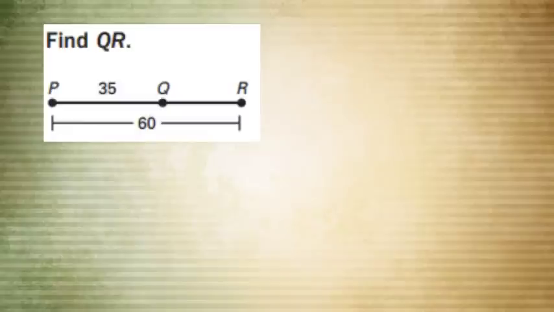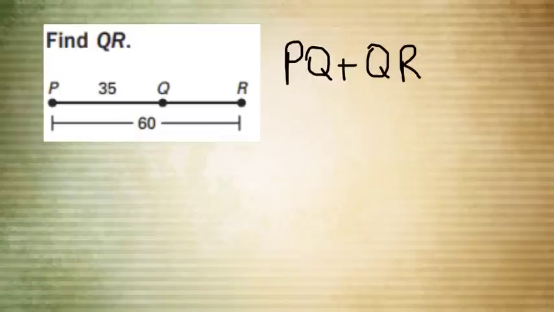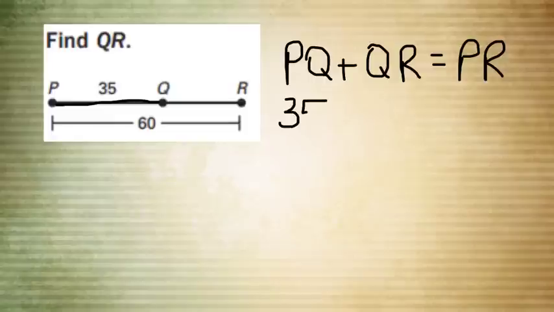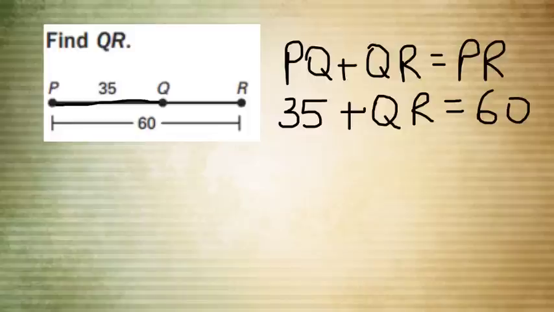Now we can try another example, and again very similar. We want to find the length of segment QR. Before we do this, again we'll start by writing down segment PQ plus segment QR equals segment PR. Now we can plug in a few values. I didn't put any of these in colors, but we can see exactly what's going to go in. So PQ has a length of 35. QR, obviously that's what we're trying to find. PR has a length of 60.